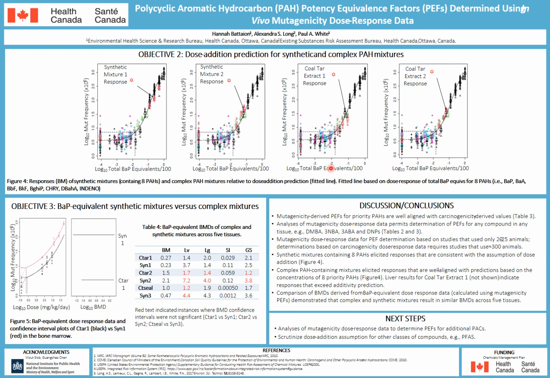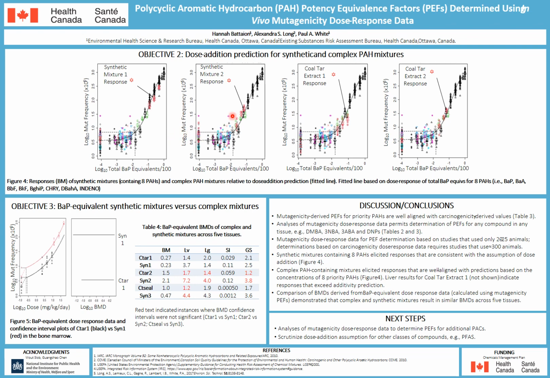Objective 2 was to investigate the validity of the dose addition assumption using synthetic mixtures composed of only 8 prioritized PAHs, as well as complex mixtures, which often contain hundreds of PAHs. This plot represents the response data for all 8 PAHs relative to BAP in the bone marrow. The black line represents the dose addition prediction line. Mixture responses can be seen in red stars.